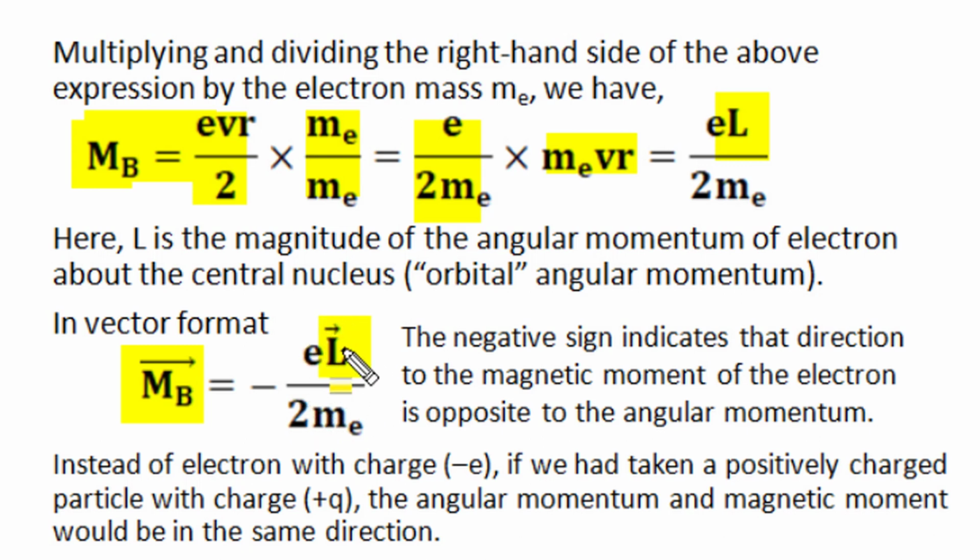Higher the angular momentum, higher would be the magnetic dipole moment, and both would be in the same direction for positive charge. For an electron, like a negative charge, the direction of angular momentum and magnetic dipole moment are opposite to each other, and this negative sign indicates that relationship of direction between magnetic dipole moment and angular momentum. So we can say the magnetic dipole moment of an orbital charge is directly proportional to angular momentum, eL by 2me.